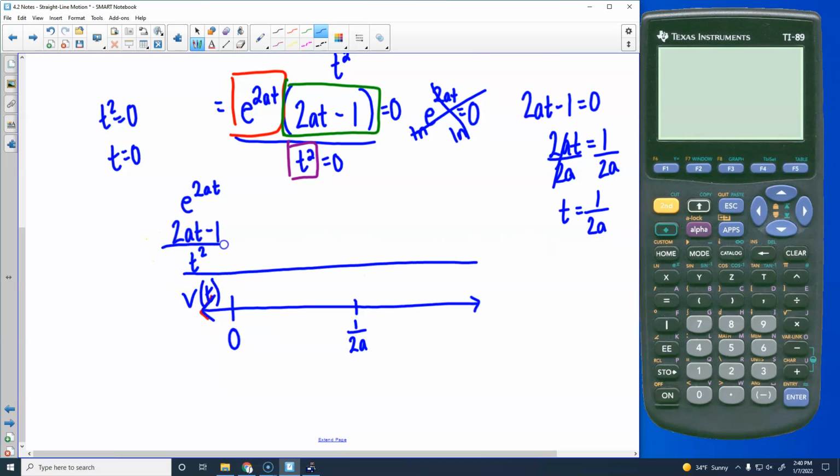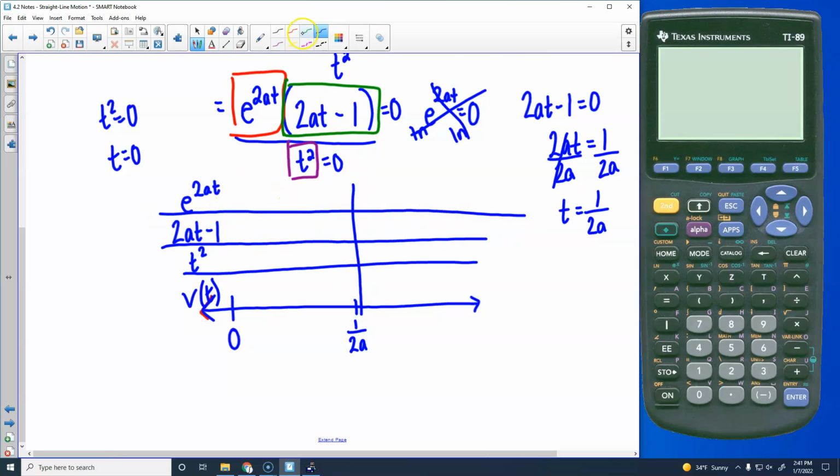So I'm making this sign line. Now, 2 of these pieces are really easy to figure out. E to any power, I just said, was always positive. So e to any power is always positive.